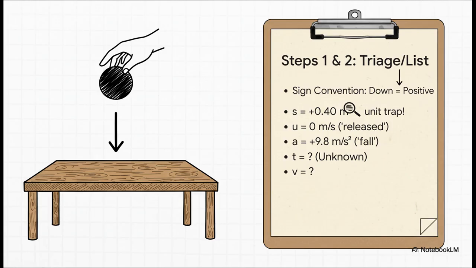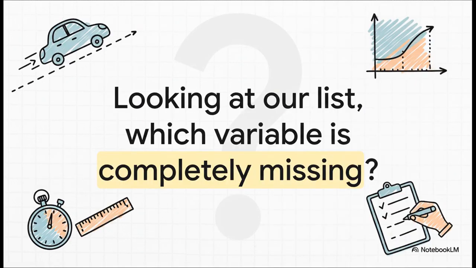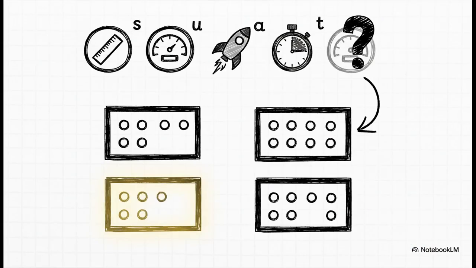Time t is our unknown, the thing we're trying to find, and we have no idea what the final velocity v is. Okay, so just look at our list there. Which of those 5 SUVAT variables is completely off the radar? We don't have it, and the question isn't asking for it. That's it. The completely missing variable is v, the final velocity. So all we have to do now is go back to our toolkit and pick the one and only equation that doesn't have v in it.